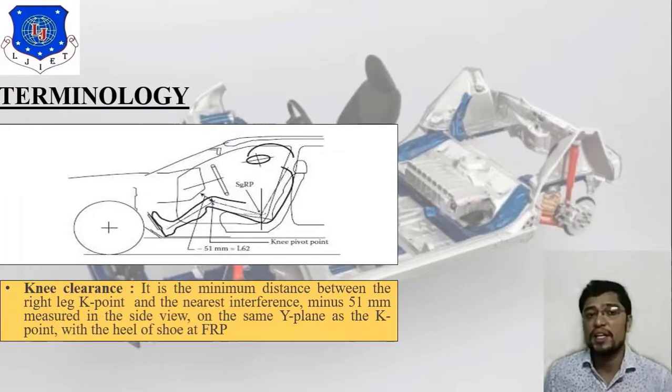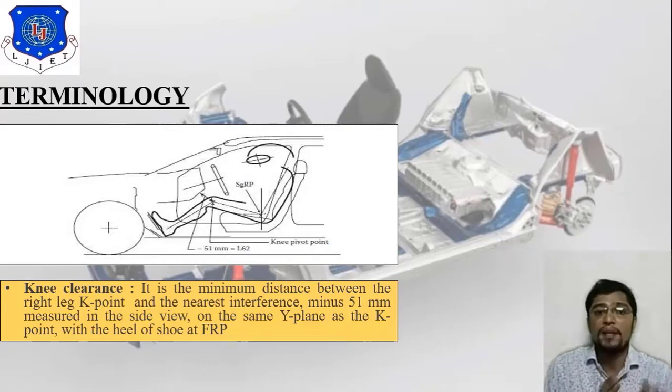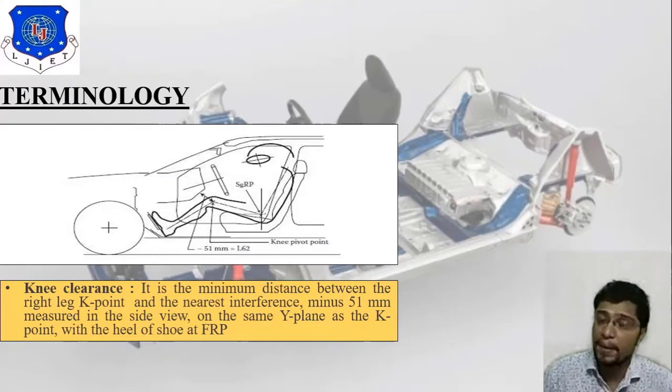Next one is knee clearance. Knee clearance is one of the main parameters. It is the minimum distance between the right leg K point and the nearest interference minus 51 mm, measured in the side view. The same Y plane is the K point with the heel of the shoe at FRP. So this is the concept of knee clearance.